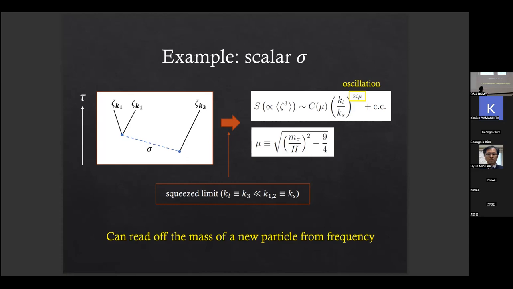Here C is a mass-dependent coefficient. And the important point is the momentum dependence here. You can see this is 2iμ, where μ is roughly speaking the mass of the sigma particle. So this three-point correlation function has an oscillation. And the important point is that this oscillation is characterized by the frequency determined by the new particle mass. So we can read off the mass of the new particle sigma from this oscillation frequency.